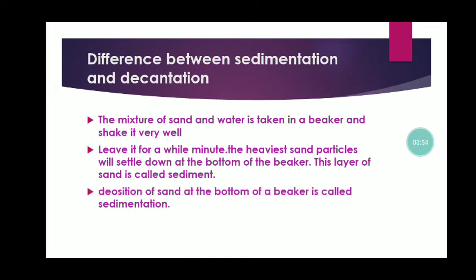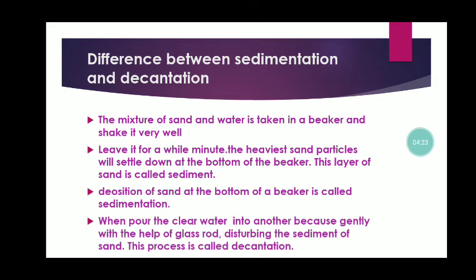Take a mixture of sand and water in a beaker and shake it very well. Leave it for a few minutes. The heaviest particles, the sand, settle down at the bottom of the beaker, and this layer of sand is called sediment. So sedimentation is a process in which the heavier particles settle down in the water.